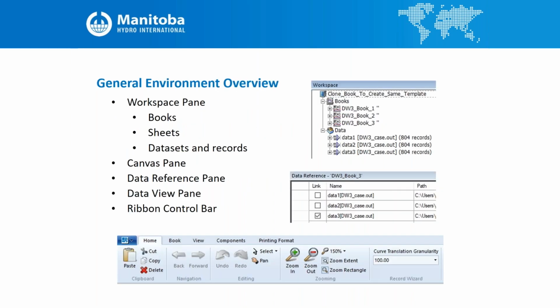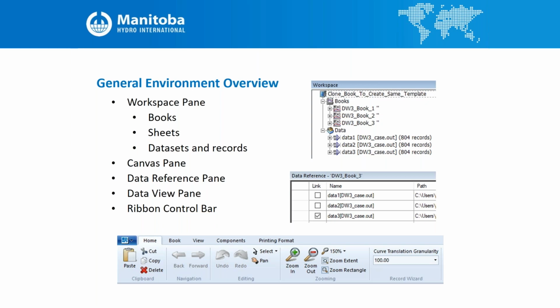Enerplot's a pretty simple program. It consists of just a few different parts. One of them being a workspace pane, a canvas pane for placing graphs and stuff on it, a data reference pane for manipulating references and a display of references, and also a data view pane so you can actually look at the data that you're viewing, and a ribbon control bar that has some main features and controls in it that you can use.